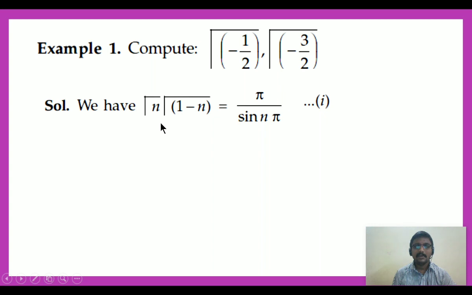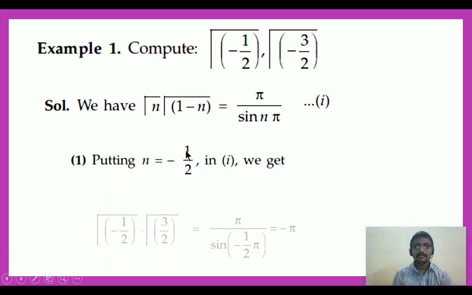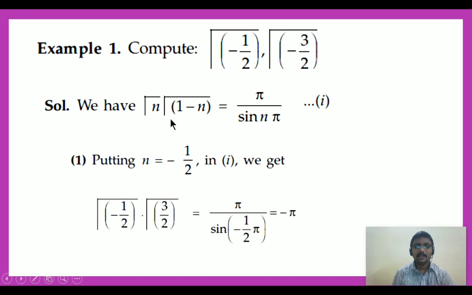We have Gamma(n) times Gamma(1 minus n) is pi by sine n pi. We have already proved this in previous videos. Gamma(n) into Gamma(1 minus n) is pi by sine n pi. Now putting n equal to minus half for the first value in this equation, that is Gamma(minus half) into Gamma(1 minus minus 1 by 2). Minus into minus is plus, that is Gamma(3 by 2) is equal to pi by sine of n.